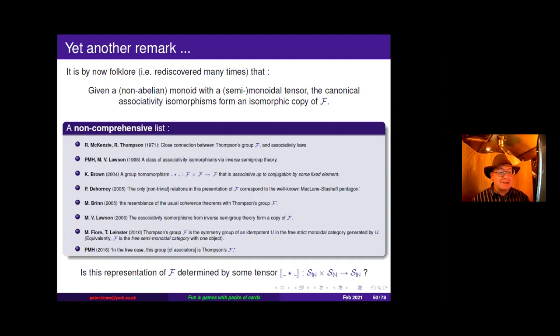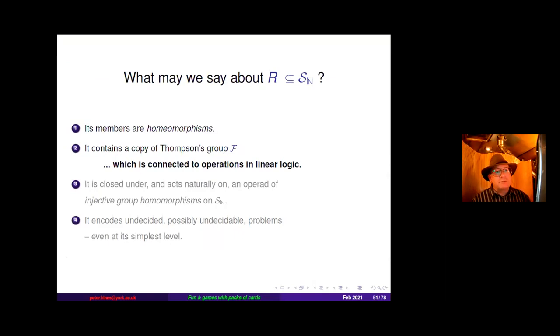So the question is, we've got this representation of F determined in a fairly natural way by pairwise riffle shuffles on the symmetric group of the natural numbers. Does this correspond to some tensor? And this brings us quite neatly onto our next point, which is the connection to operations in linear logic.